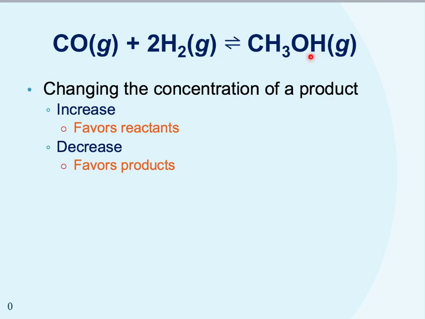If I decrease the amount of product, I take away some of my methanol, I'm going to see that the reaction is going to favor the right side. If I remove methanol, and we're not worried about the logistics of how we're removing it, just say we remove that methanol, we know we're going to have to compensate for that loss by reacting some of our carbon monoxide and hydrogen together to form methanol to replace what was missing, but more importantly to get back to that ratio that agrees with our law of mass action, where we get a K value for that law of mass action setup.